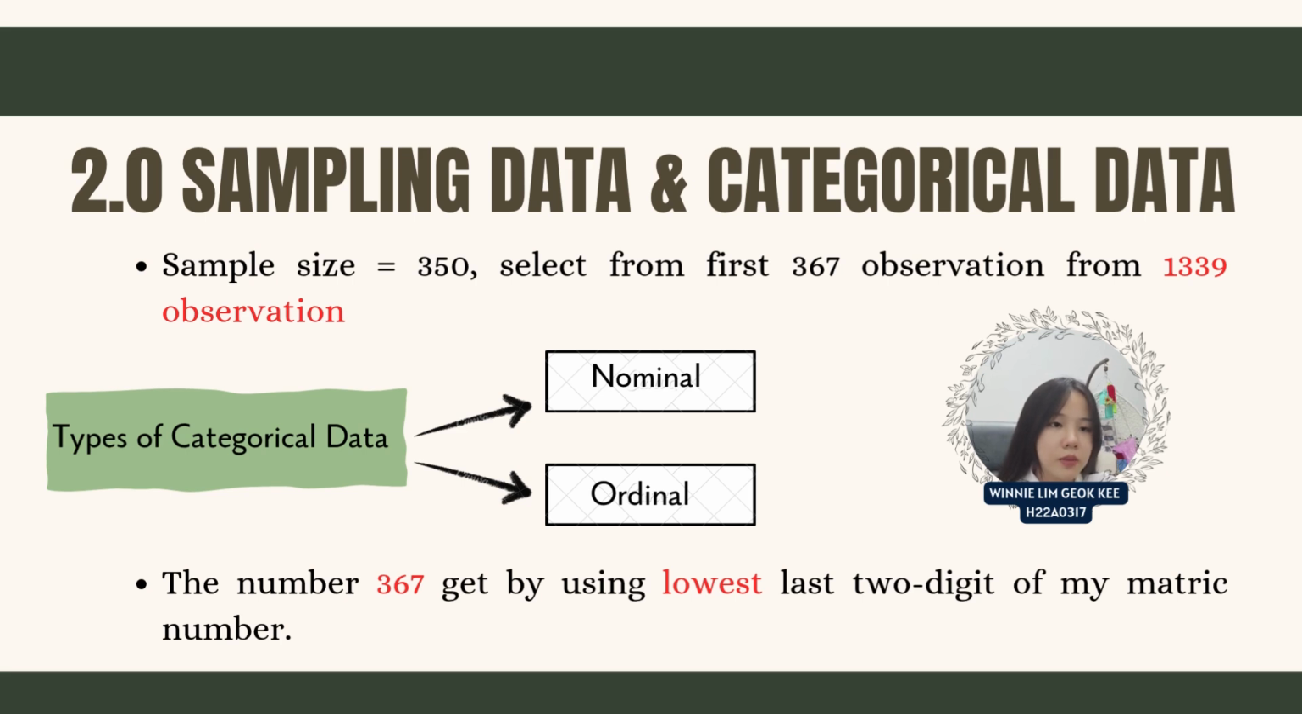Sampling data and categorical data. We select a sample size of 315 from the first 367 observations out of the 1,339. The number 367 was determined by using the lowest last two digits of my metric number. There are two types of categorical data, nominal and ordinal.